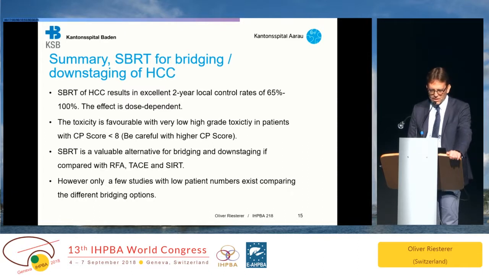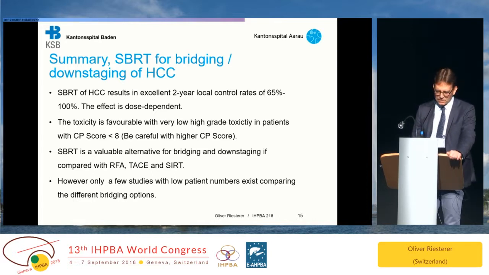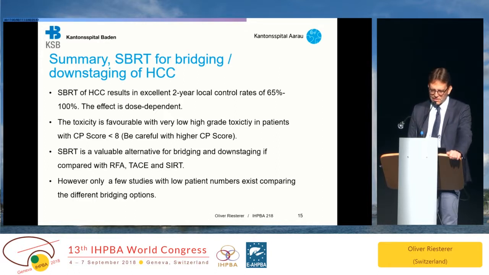So I come to the summary: SBRT for bridging and downstaging of hepatocellular carcinoma. SBRT results in excellent 2-year local control rates of 65% to 100%. The effect is clearly dose dependent, I would say. The toxicity is favorable, with very low high-grade toxicity in patients with CP score below 8. Be careful with higher CP score. SBRT is a valuable alternative for bridging and downstaging if compared with RFA, TACE, and SBRT. However, only a few studies with low patient numbers exist comparing different bridging strategies.